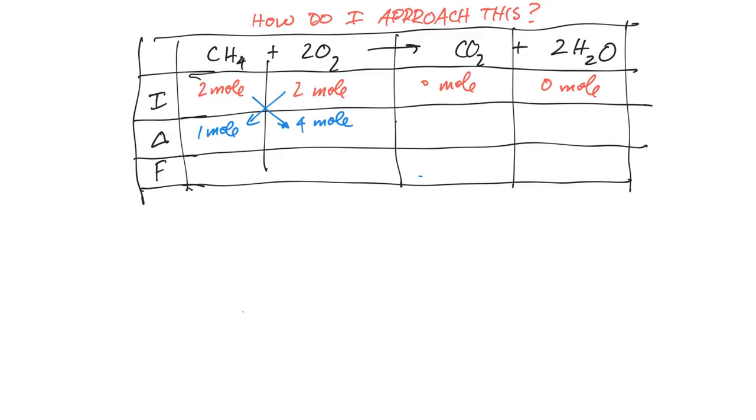It's pretty obvious based on the simple math here that I don't have 4 moles of oxygen to react all of my methane, but I do have 1 mole of methane to react all of my oxygen. Therefore, the oxygen is going to run out and I'm going to have extra methane.